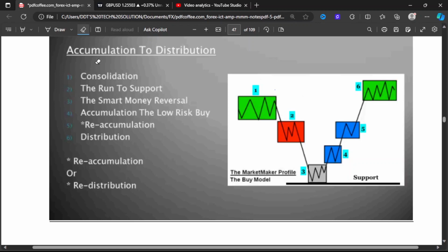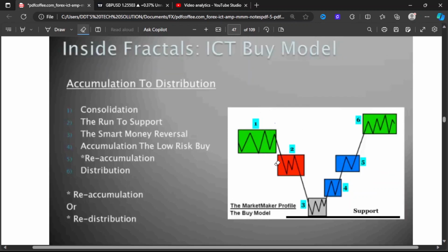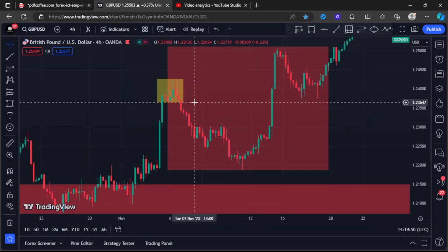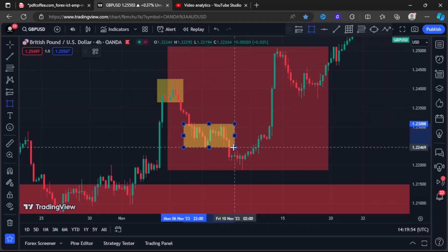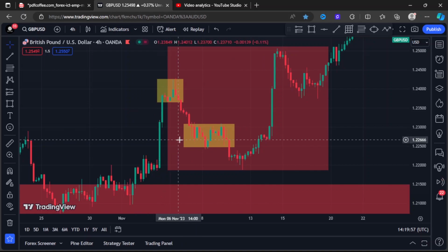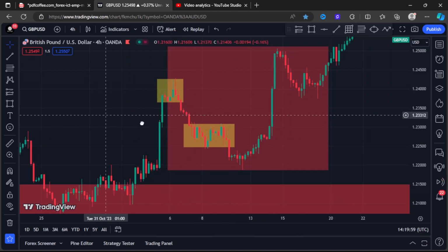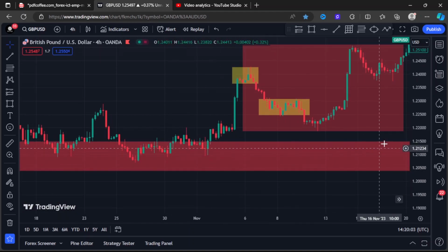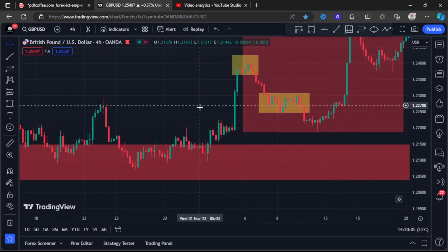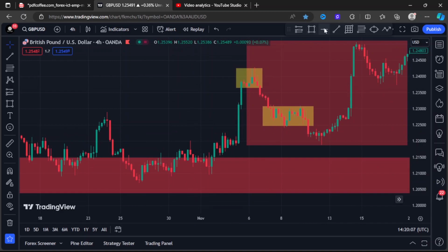But before that, you can see it's making these inside fractals, a swing high and a swing low. And now this is our run to support. How did we get this support? Our support zone is right below here, but sometimes price doesn't really move to the support zone. It's the 20% level, but then we can also find a clear support zone here.